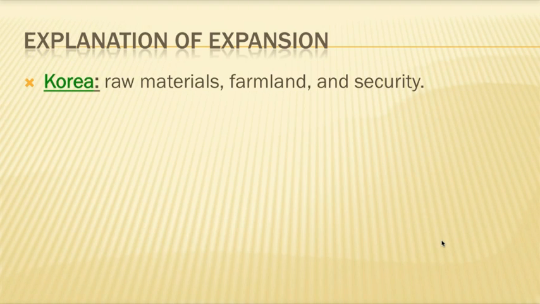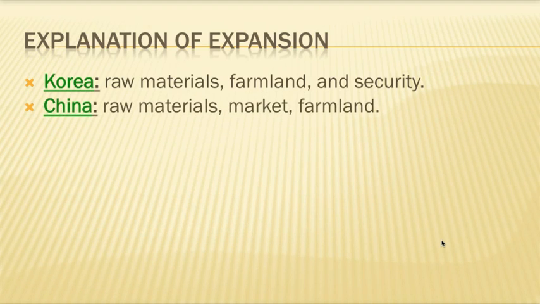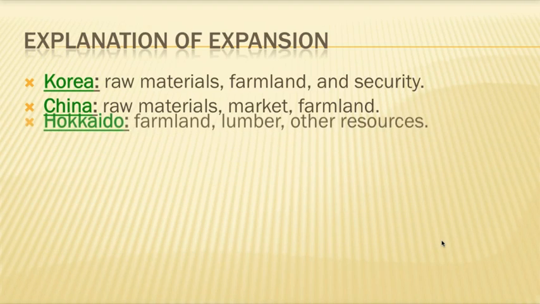So Korea, they wanted raw materials, farmland, and security. When they moved into China, same thing. They wanted raw materials. They wanted markets to sell goods to. There's also some farmland in China. Not a ton of farmland, but some.